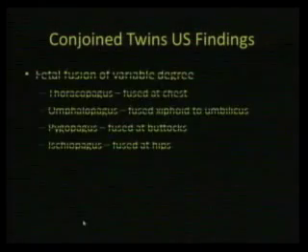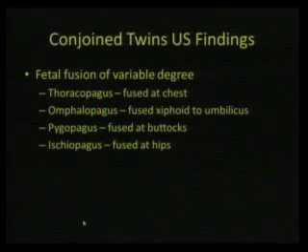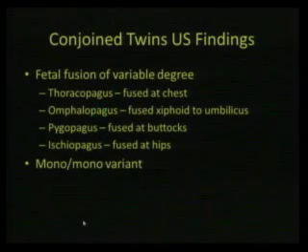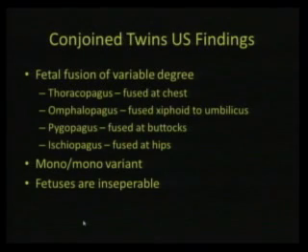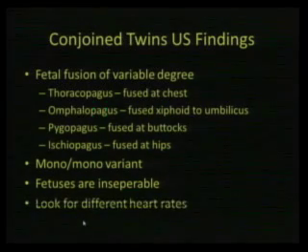Here, conjoined twins. Basically, there's fusion to variable degree. There's all these funky terms here. Thoracopagus, basically they're fused at the chest. Omphalocele, they're fused from the xiphoid to the umbilicus. Pyopagus, fused at the butt. Ischiopagus, fused at the hips. These are always mono. So this is basically a variant of the mono twinning. And so these conjoined twins are always going to be mono. Fetuses are inseparable, again, because of incomplete separation. And you want to look for different heart rates.